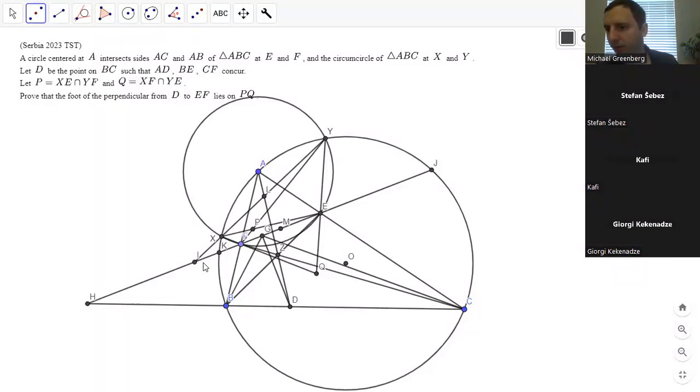See what time it is. It's almost 10, so may want to move on to the next problem soon. So yeah, let's work on this for like 10 more minutes at least. I don't really like point I. I just don't know how to use it.